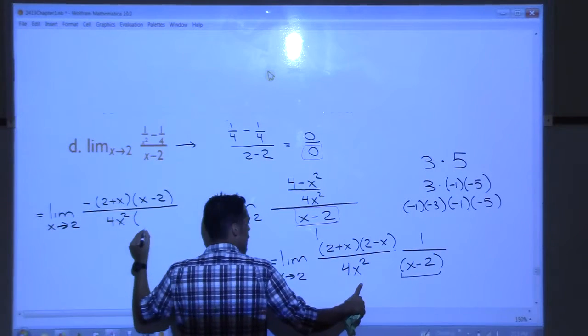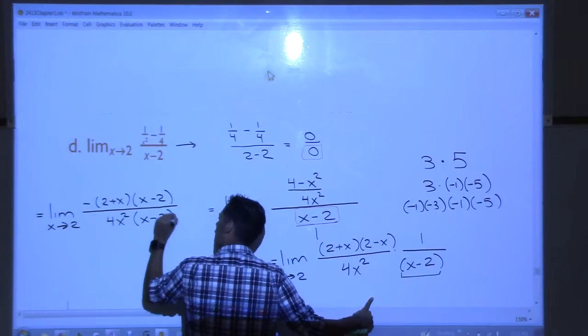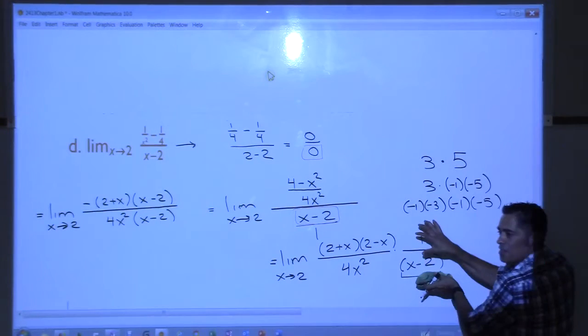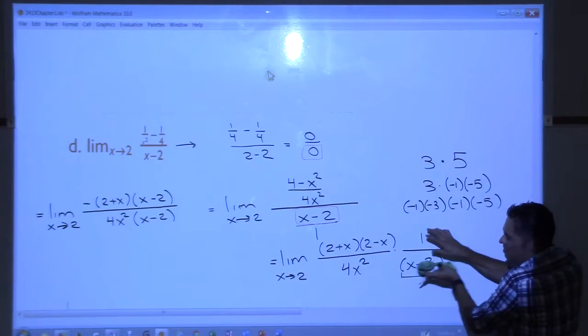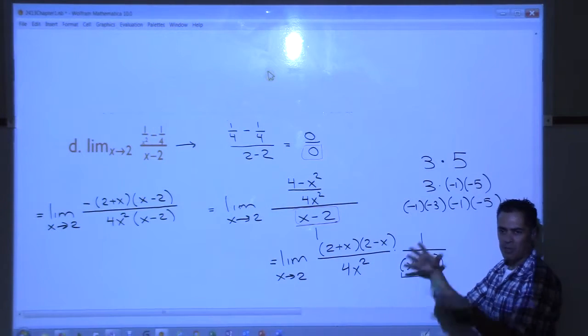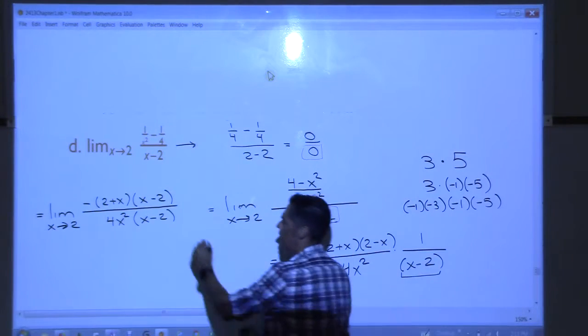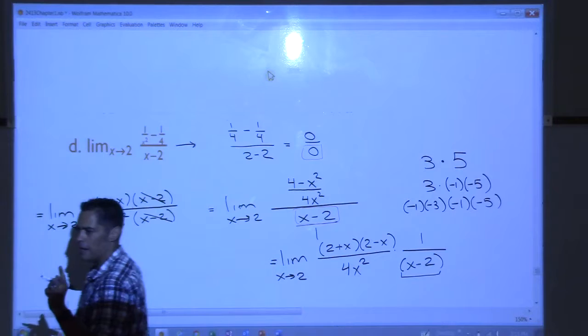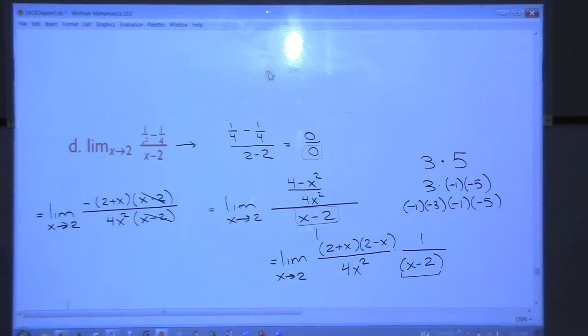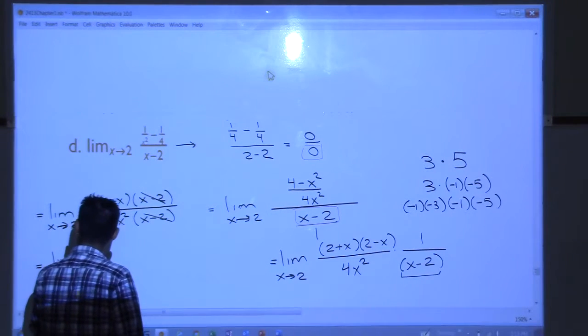And then watch this. I'm just going to put them all together. So I've been keeping this one off to the side, haven't I? But on the next line, I just push this one underneath here so it's all one fraction. And now they're gone. I can do that so long as x is not 2. But I'm working in a limit, so it's okay to do that. One more line, and then we'll have an answer.